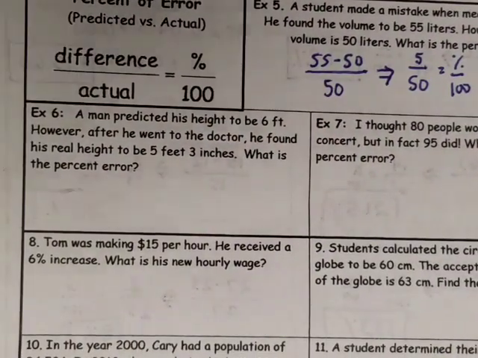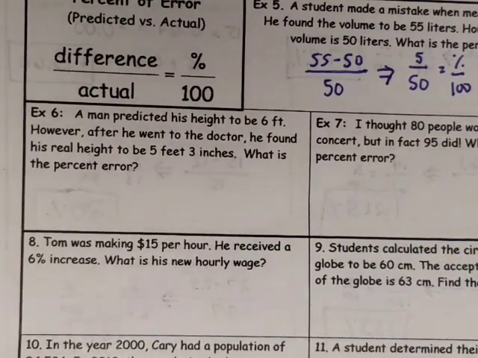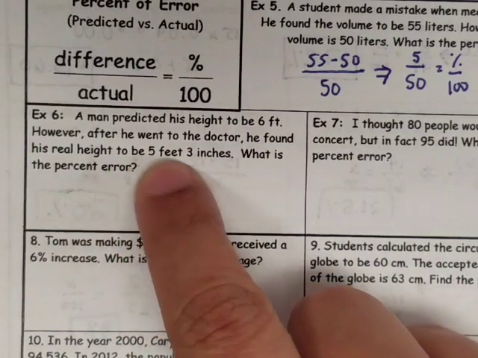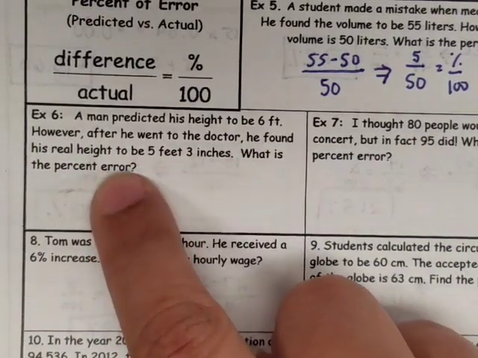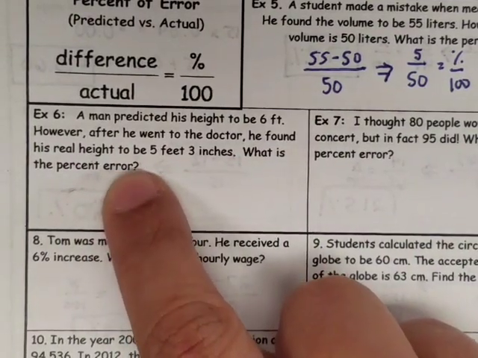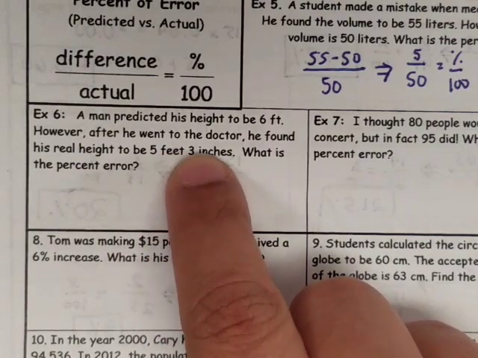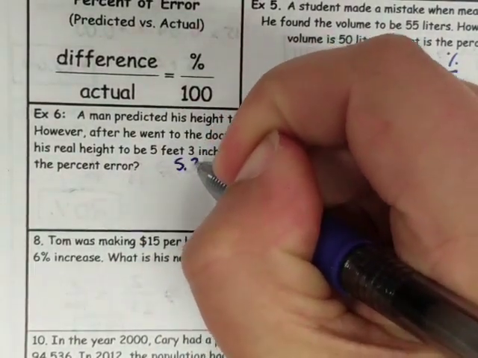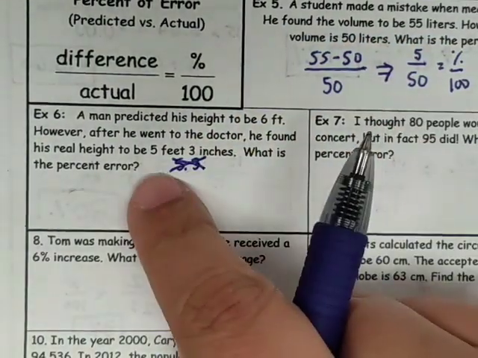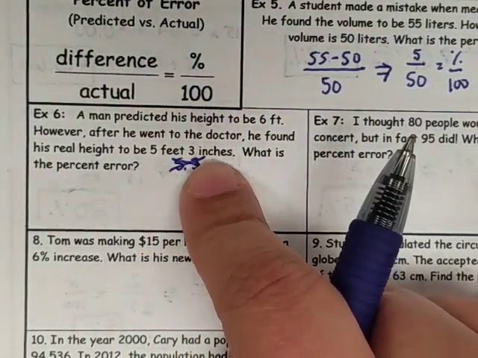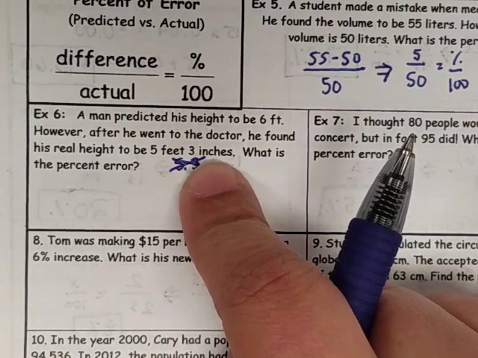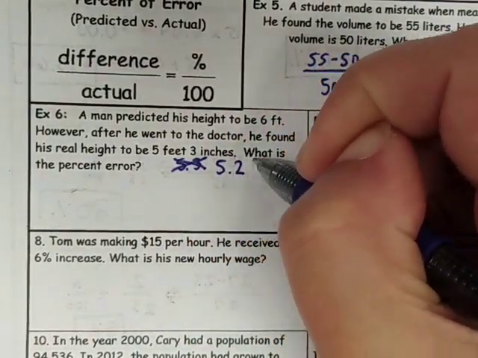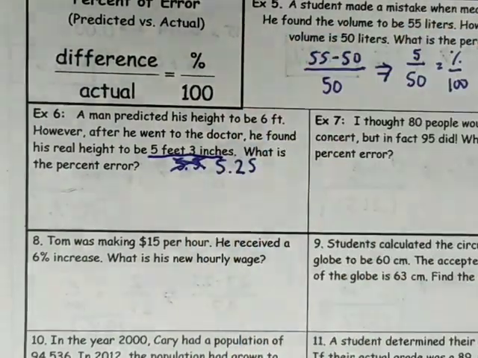All right, number 6. A man predicted his height to be 6 feet. However, after he went to the doctor, he found his real height to be 5 feet 3 inches. What is the percent error? So when we're doing this one, we have to be careful because 5 feet 3 inches is not 5.3. Do not think that this is 5.3. That is wrong. 5 foot 3 inches, well, 3 inches out of 12 is 0.25. So really, this is going to be represented with 5.25.